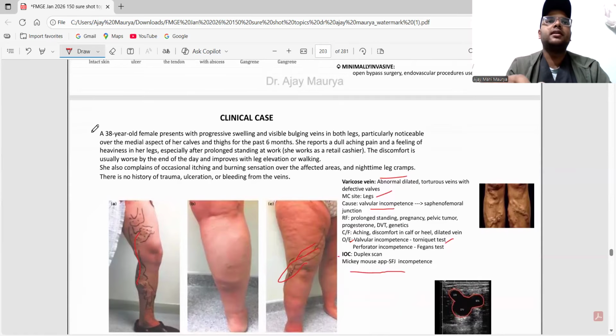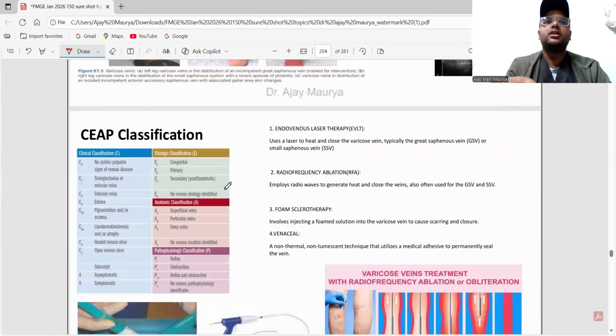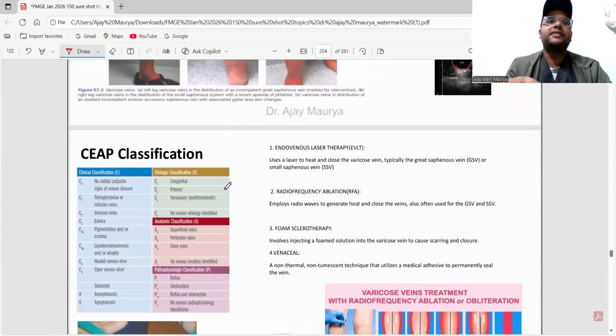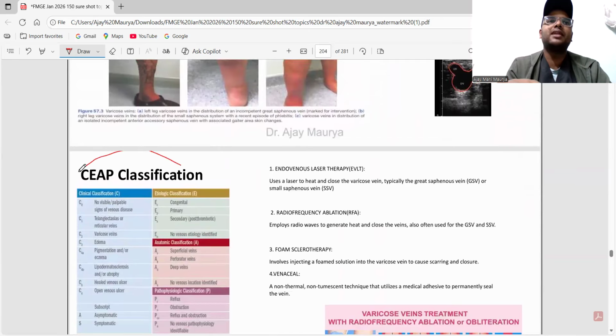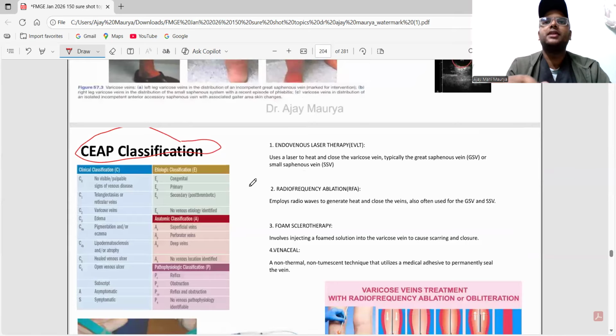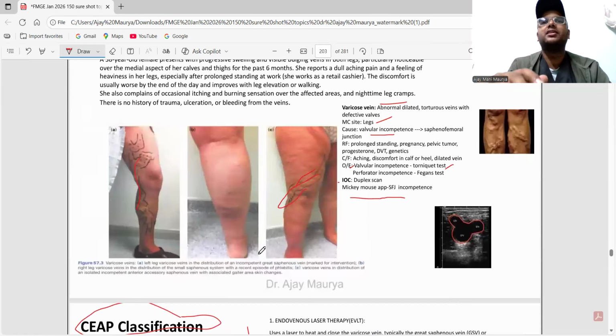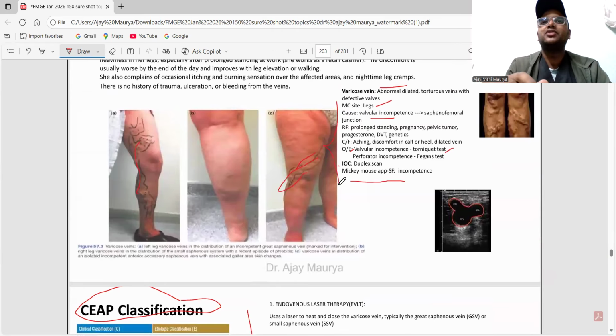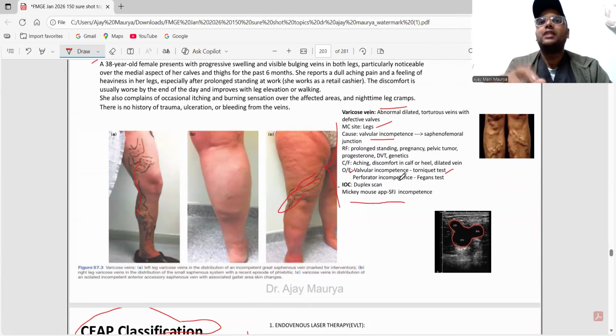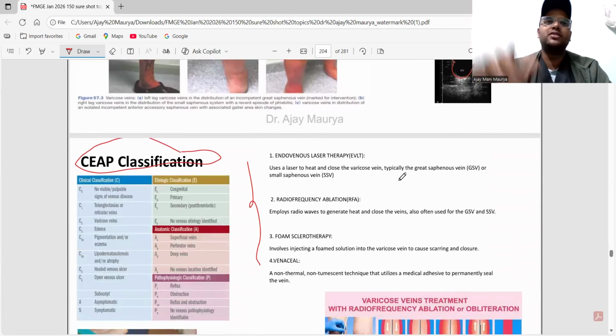Please read the cases here. We don't have time tonight. This is the CEAP classification for the varicose vein. Just remember that the CEAP classification is for varicose veins. These are some of the medical interventions we are going to do. Just identify the cases and what you are going to do. Know the duplex scan, where the Mickey Mouse sign is, at which junction, and the most common site. That's it.